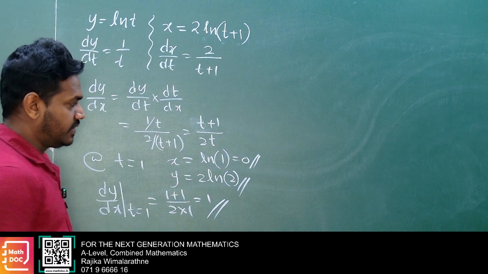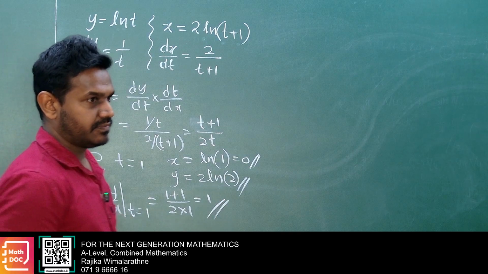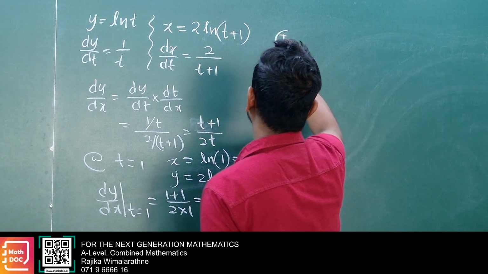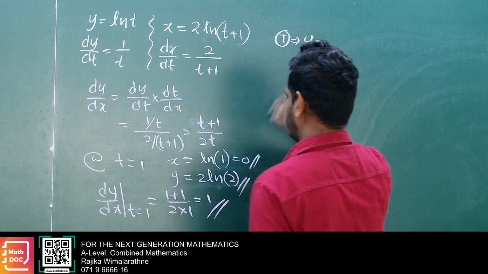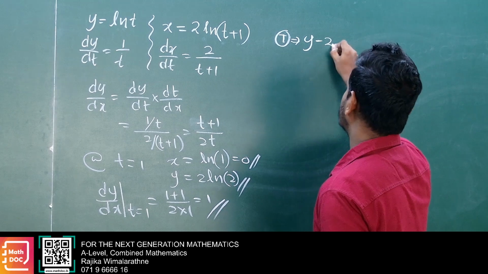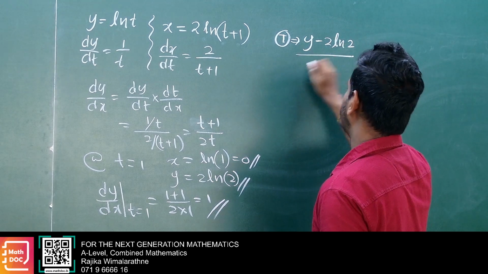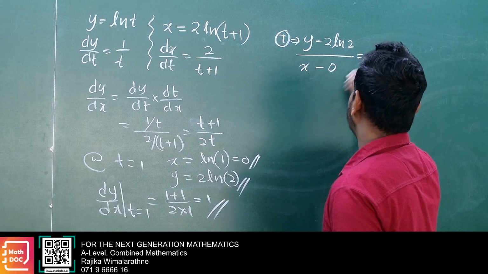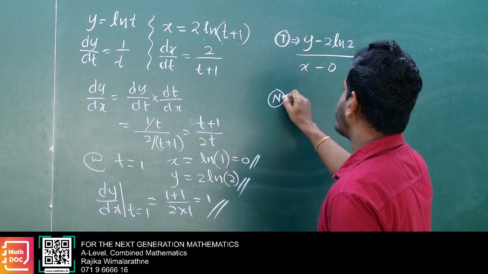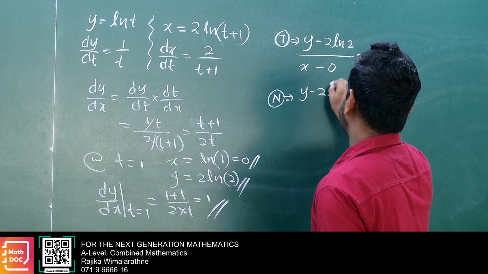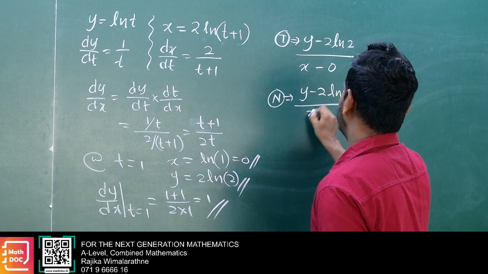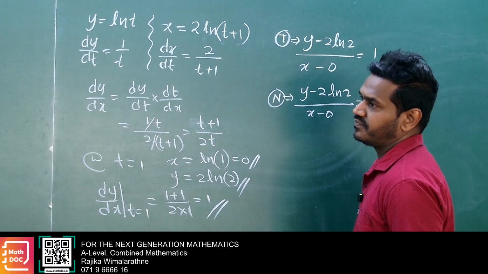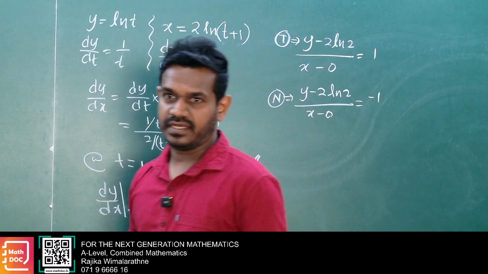Using logarithms you can find this value, but no need to find it, you can just put ln 2. Then the tangent: y minus 2 ln 2, x minus 0, gradient 1. The normal: y minus 2 ln 2, x minus 0 equals minus 1. That is question number 10.